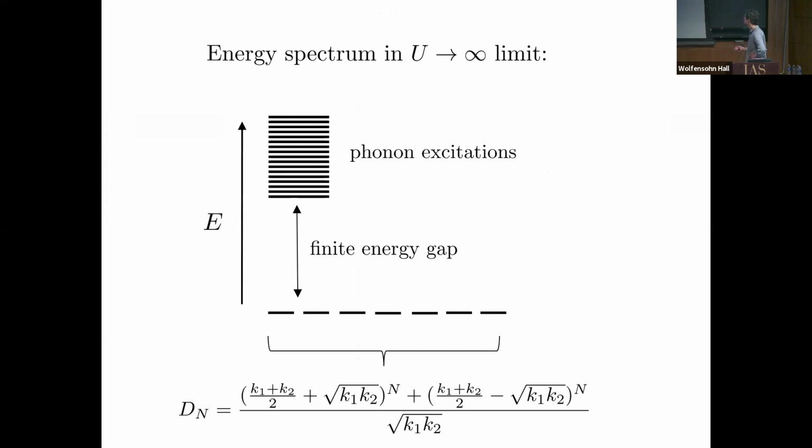It's a perfect square, right? So this one just becomes zero. Then you get this very simple behavior, which is known. This just becomes k plus k. Say k1 equals k2 equals k. You get 2k to the nth power divided by k. That's the known scaling for these systems.